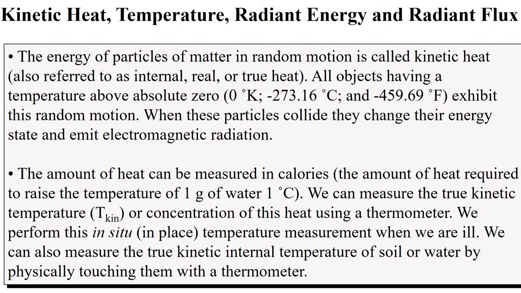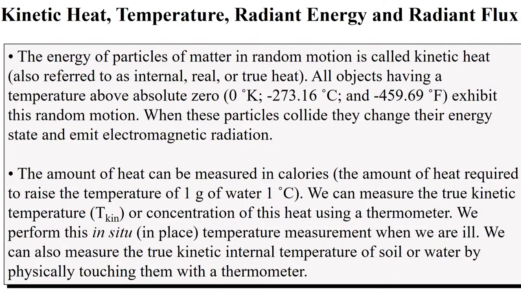This energy is also known as the kinetic energy, and the generated heat is also known as the kinetic heat. The energy of particles of matter in random motion is called kinetic heat, and this is also referred to as internal, real, true heat, or kinetic heat. All objects having a temperature above absolute zero, that is 0 degrees Kelvin, or minus 273.16 degrees centigrade, exhibit this random motion.